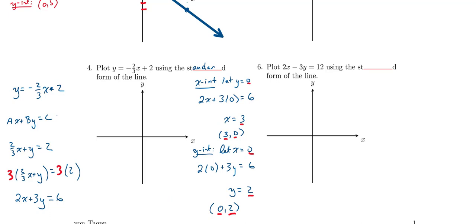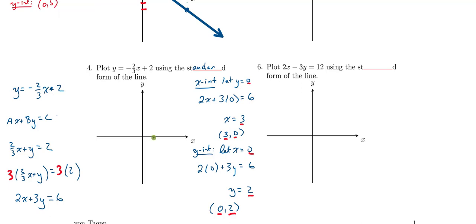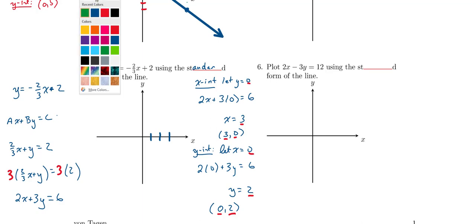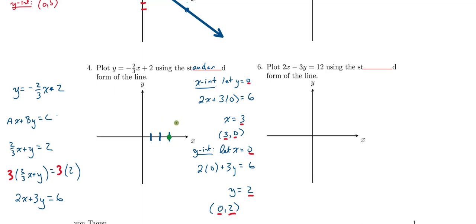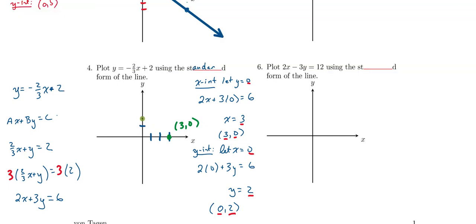Okay, so now that I have these two intercepts, we can go ahead and plot them. So here was our x-intercept, 1, 2, 3, and there's our x-intercept. I'll put it in green here. Here's our x-intercept at the ordered pair 3, 0. Now let's go ahead and plot our y-intercept. So pause the video, plot the y-intercept. So hopefully what you did was you used your tick marks. You counted up 1, 2, and then we plotted the y-intercept, which is the ordered pair 0, 2.